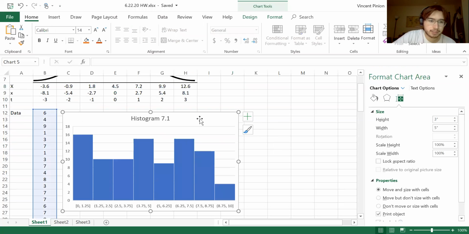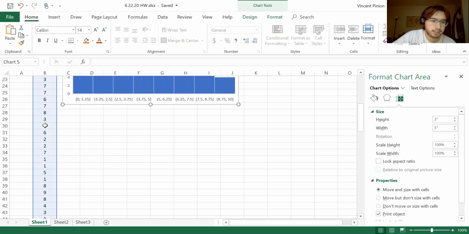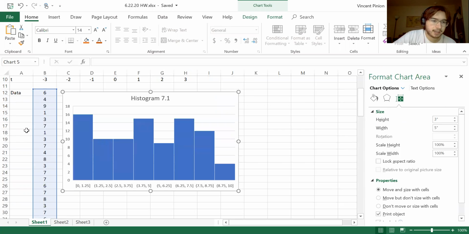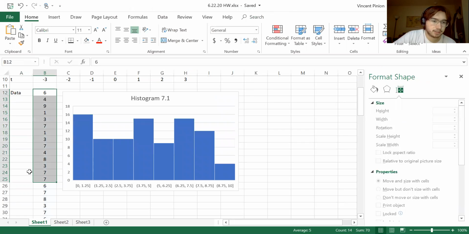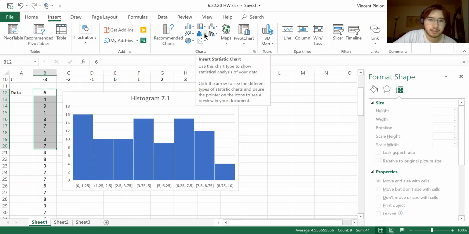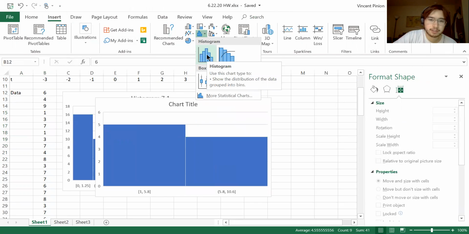So this histogram was done by entering all the data, the raw data that was in the book, so all those numbers. You highlight all of those numbers, all of them, and you hit insert. So let me do an example. Insert, this histogram button, insert statistics chart. It will give you a histogram, and click on that.